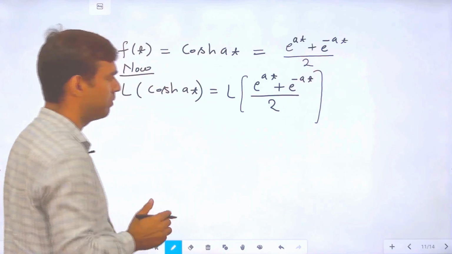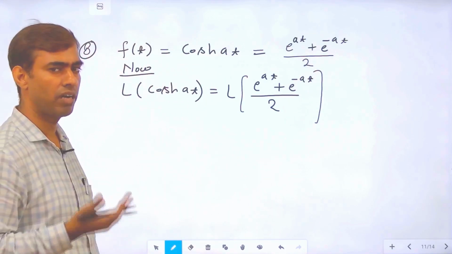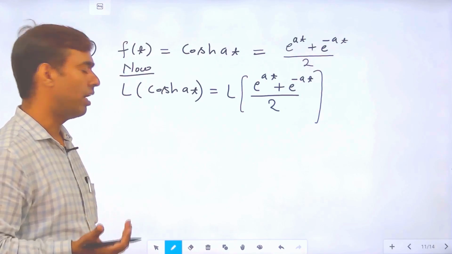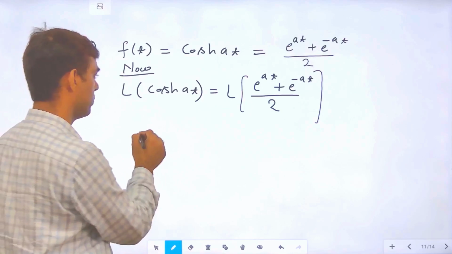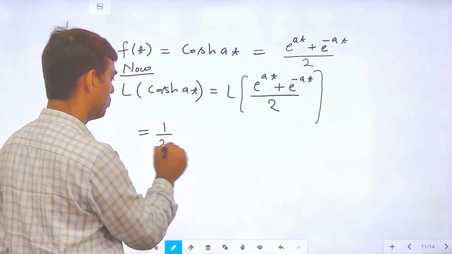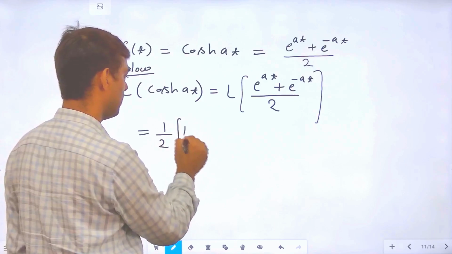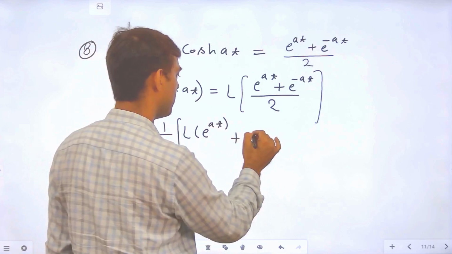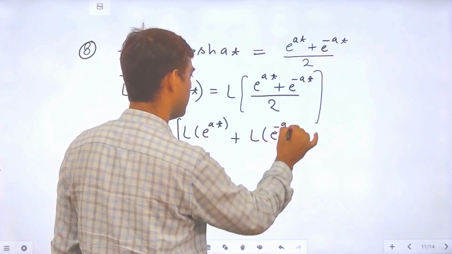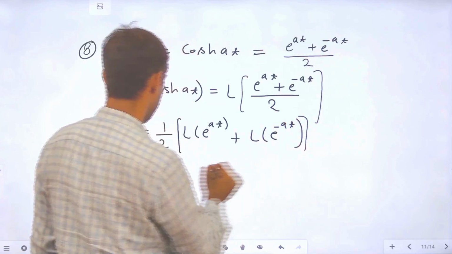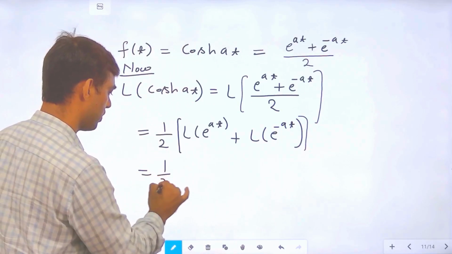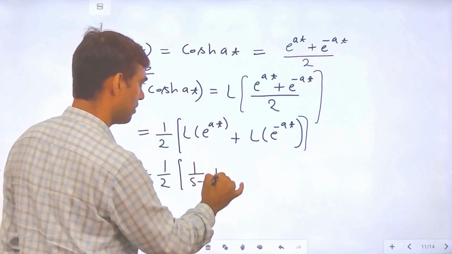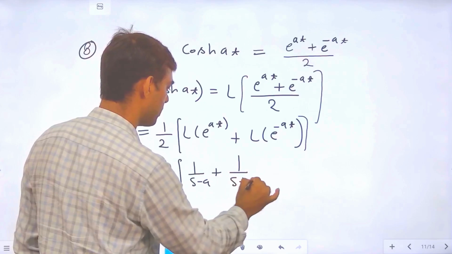We may use the definition of the Laplace transform, or we may use the Laplace transform of e to the power at and the linearity property. So this becomes 1 upon 2 times the Laplace transform of e to the power at plus the Laplace transform of e to the power minus at. As we know, this is 1 upon 2 times (1 upon s minus a plus 1 upon s plus a).